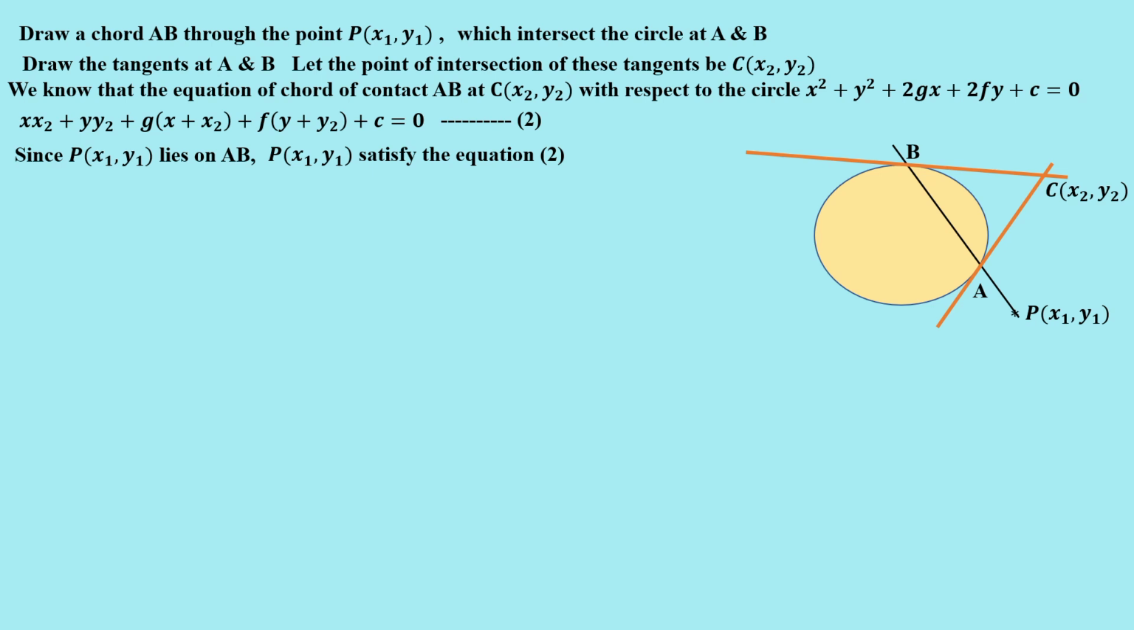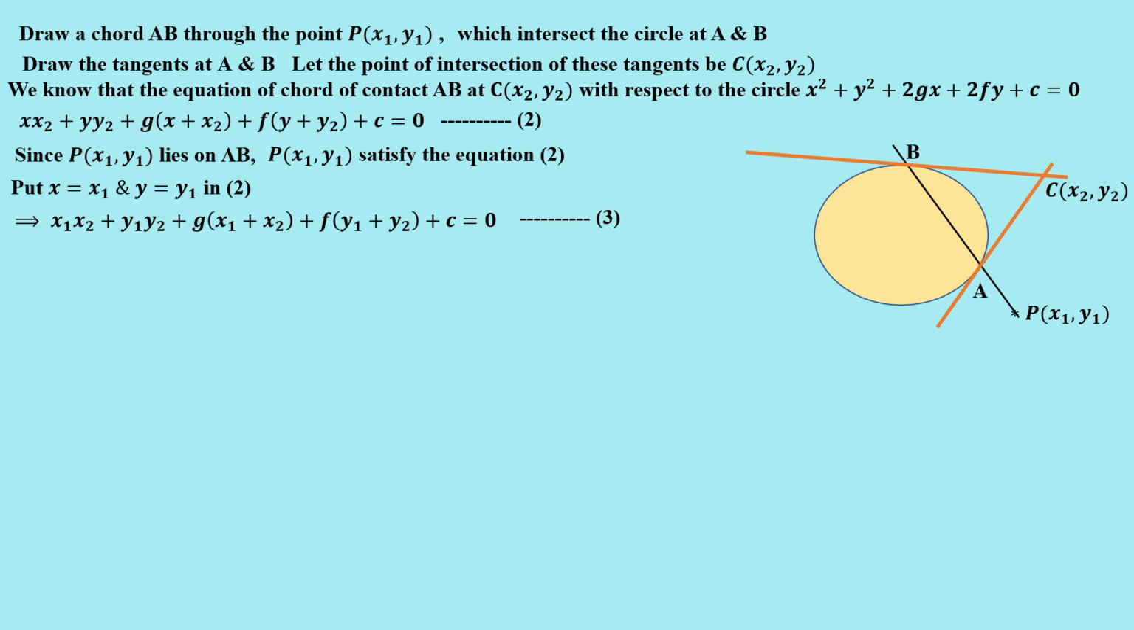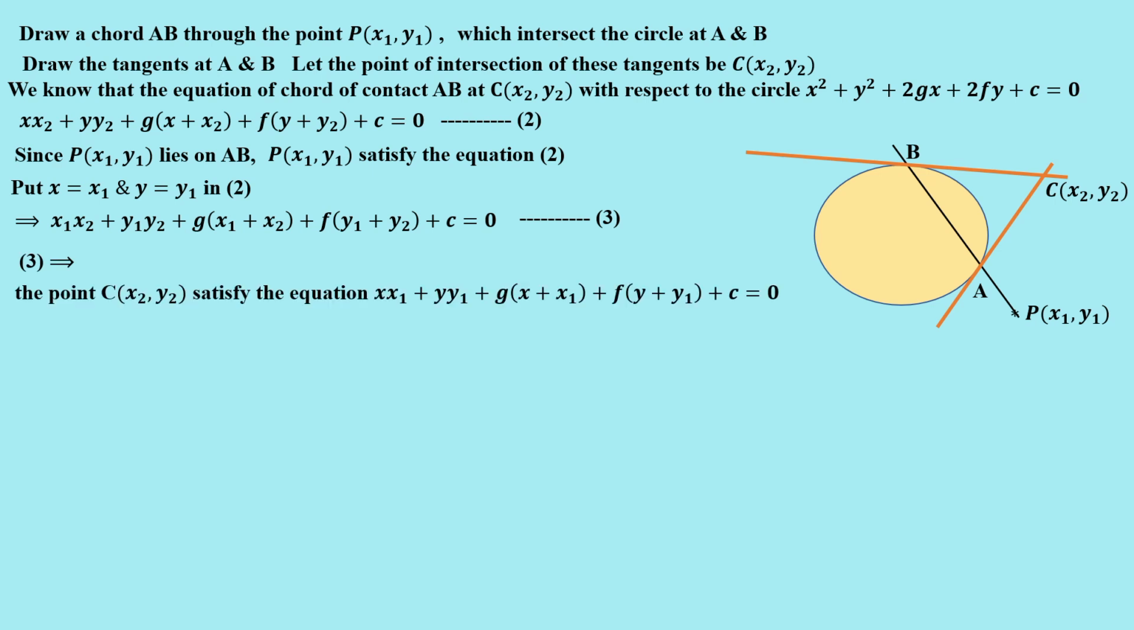So put x equal to x1 and y equal to y1 in equation 2. So you will get x1 x2 plus y1 y2 plus g into (x1 plus x2) plus f into (y1 plus y2) plus c equal to 0. That is equation number 3. Equation 3 implies the point C(x2, y2) satisfies it.